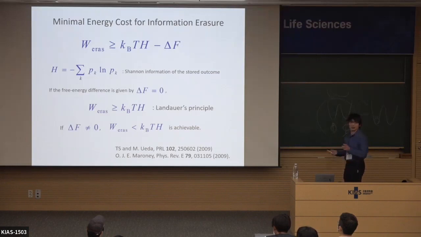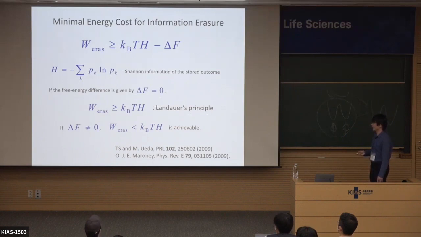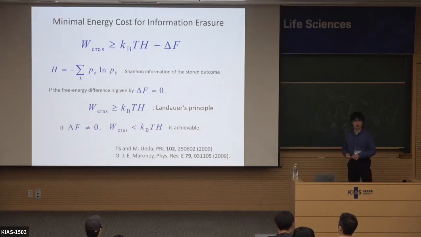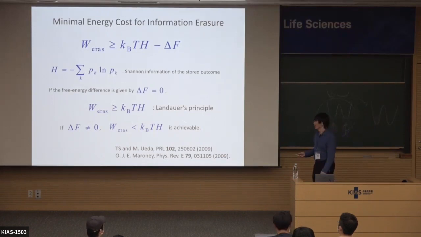So in the case that the memory is symmetric, delta F is always zero, so the original Landau's principle is recovered. But if delta F is not zero, we can even achieve the information erasure with less energy cost than the conventional Landau's bound. So yeah, this was actually experimentally demonstrated by the group of John Bechhoefer a few years ago. Sorry, I failed to cite their paper, but anyway, this is a very natural extension of the Landau's principle due to the role of asymmetry of the memory.